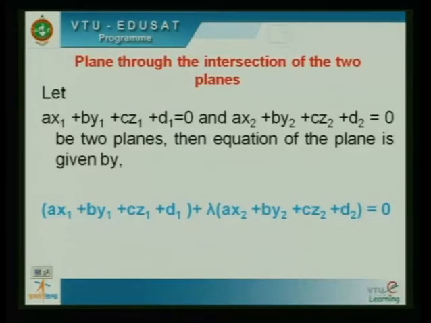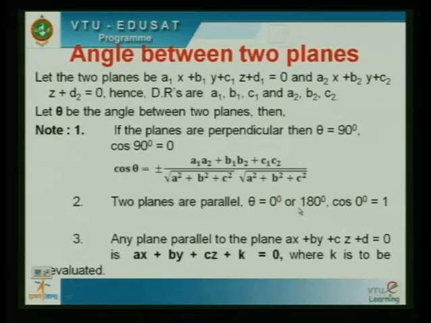Then the plane through the intersection of two planes is the first equation plus some constant times the second equation. You can also write it as lambda multiplied to the first equation plus the second equation is equal to 0. So, both will give the same meaning. Then the angle between two planes is the same formula we write for the angle between two straight lines, which in the previous chapter we already discussed in detail.